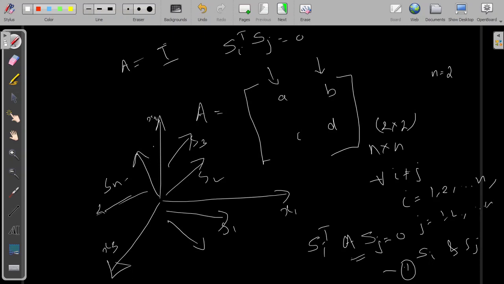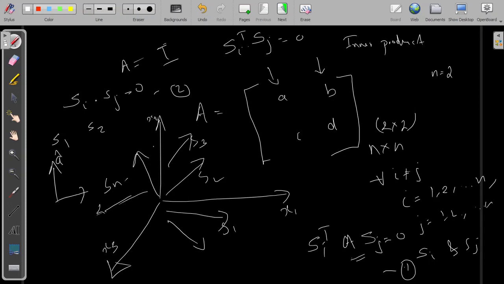This is nothing but the inner product equation, that is, si dot sj equal to 0. This is our equation number 2, the condition for orthogonality. If we take two vectors s1 and s2, then these vectors are orthogonal to each other, like your unit vector ax and unit vector ay, whose dot product is equal to 0.